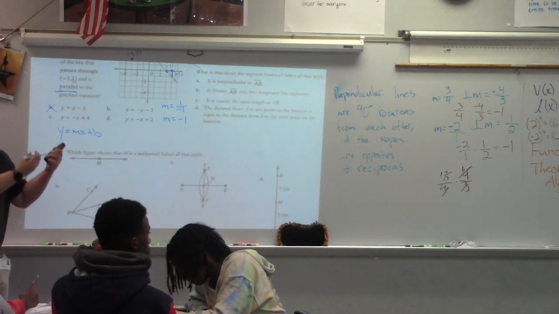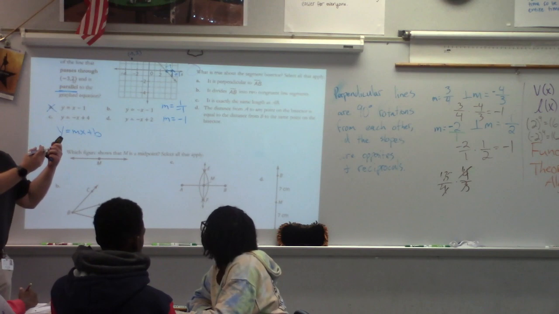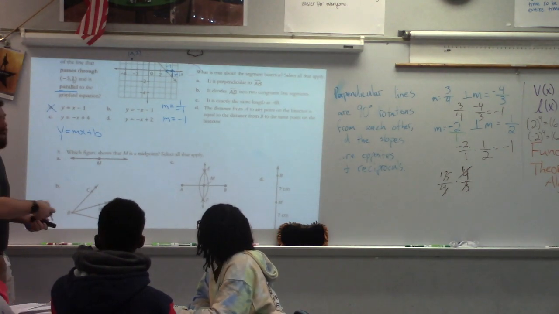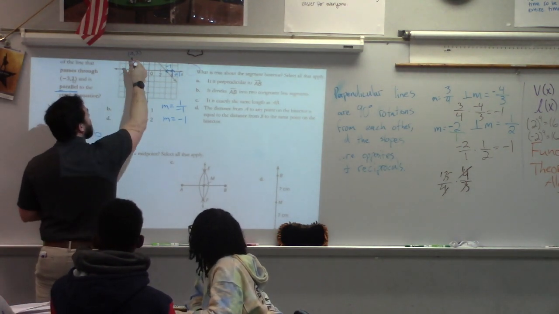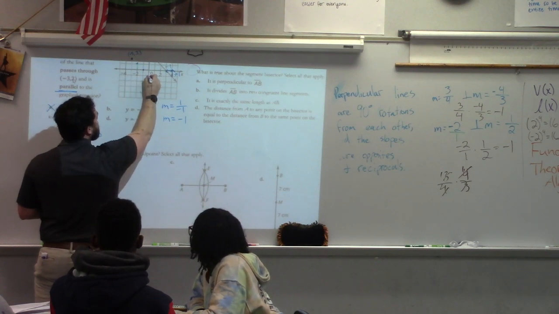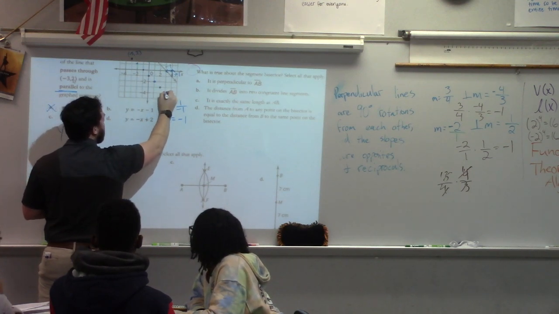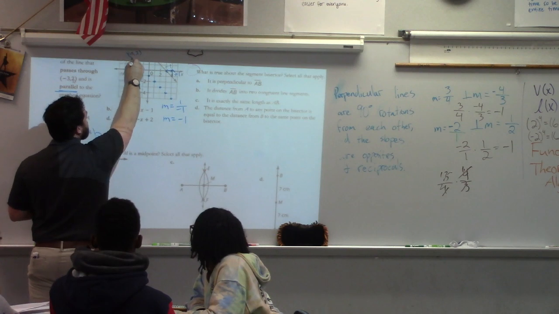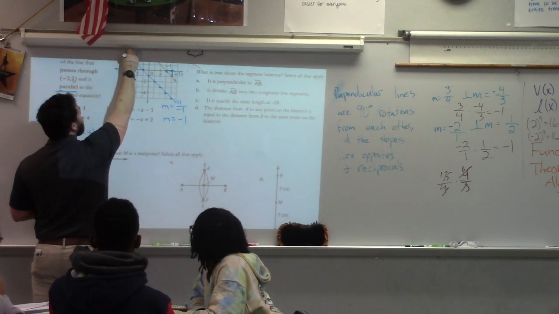It has a slope of negative 1. It's parallel, right? So literally, I can just take this line and translate it down, and here's my slope. Does anybody see the y-intercept now? Yes. What is that y-intercept? Negative 1.